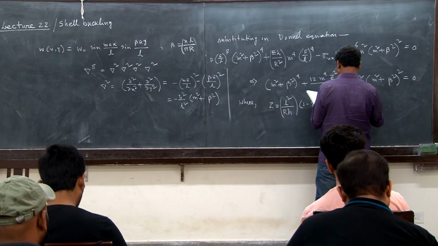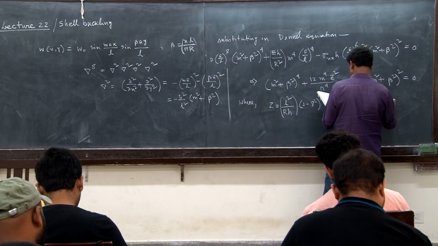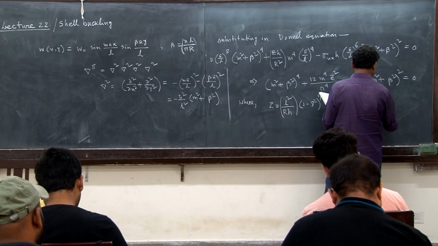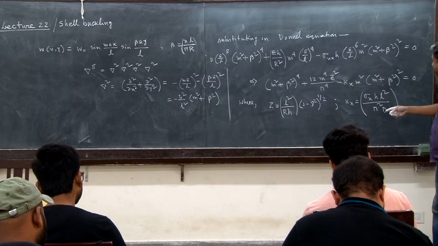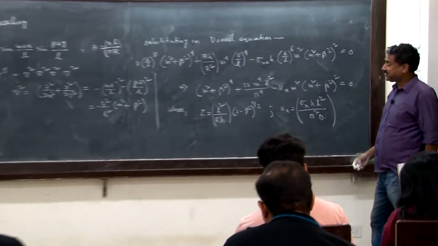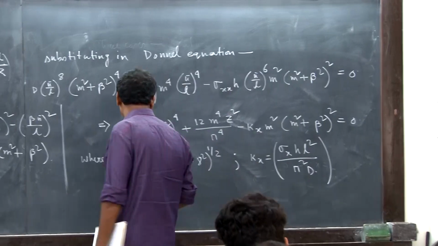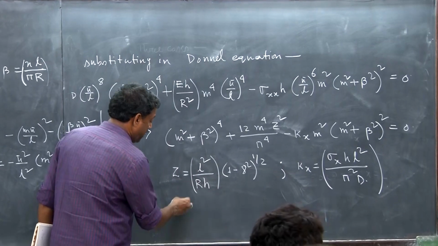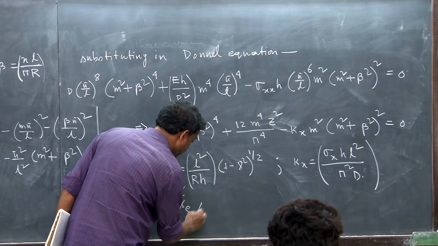Kx is equal to pi square D. Kx is essentially, you see that it's a stress coefficient, right? And Z is an important parameter. Z is a shape parameter. As you can see, it's essentially a shape parameter for the cell. Shape parameter. Why?